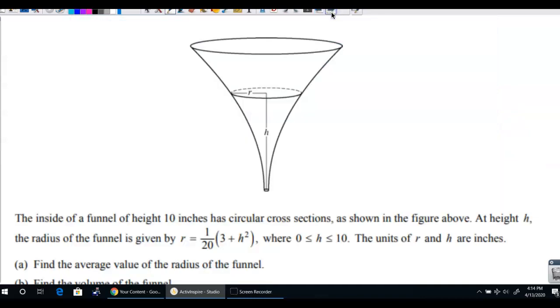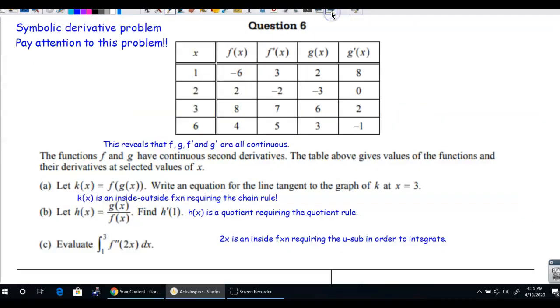All right, we're not going to look at question 5 in this video, but we are going to go on and look at question number 6, which is a symbolic derivative. So they give us a table of values. They give us information about a function whose name is f and a function whose name is g. F and g have continuous second derivatives. Well, that's kind of important because that tells me that f prime... wait a minute.